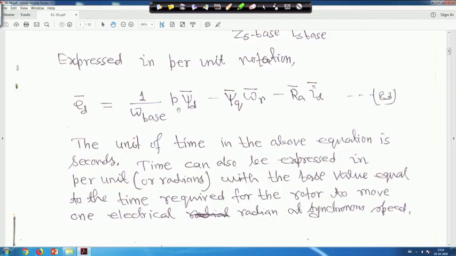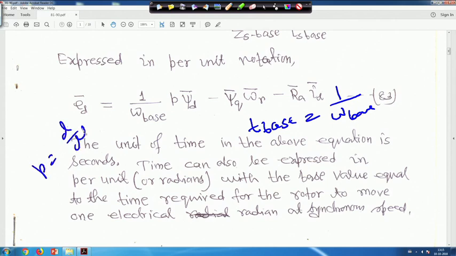Okay, we are back again. So this equation, how you got P bar, right? We have taken T base equal to 1 upon omega base. That is your omega base. Now the question is P actually is equal to d by dt, and 1 upon omega base is there.